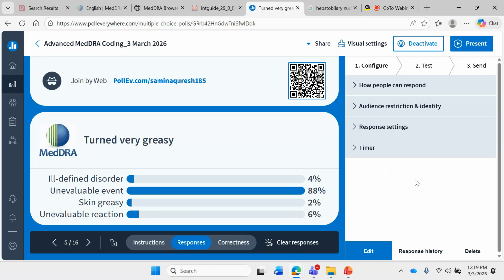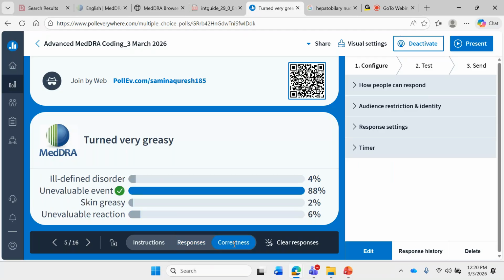Right? Because it's an event, we don't know where it happened, or if it's a product or a person, and it's unevaluable. And remember we said ill-defined disorder was when it's a bit narrow and we know it's happened in a person, because a person can have a disorder. A thing, a product can't have a disorder. So that would be incorrect. Unevaluable event is the correct answer. So very good to 88% of you who picked that.